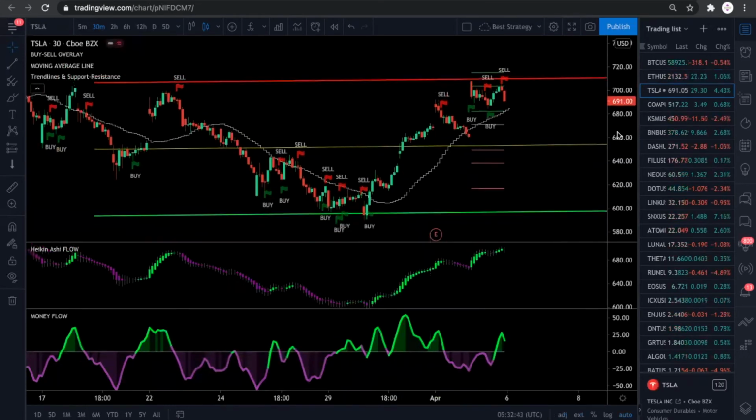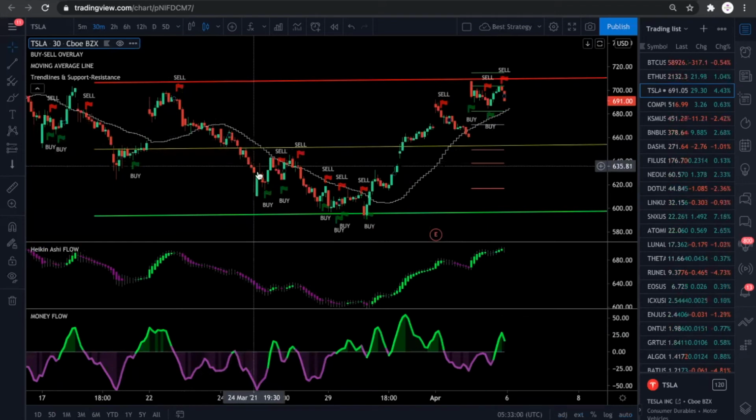Here's Tesla on the 30-minute. Everybody loves Tesla. Here, got close to the resistance line. Heiken Ashi turned purple. Money flow is coming down. And we continue trailing downwards. Broke the moving average line. Broke the yellow trend line. And we continued all the way down.